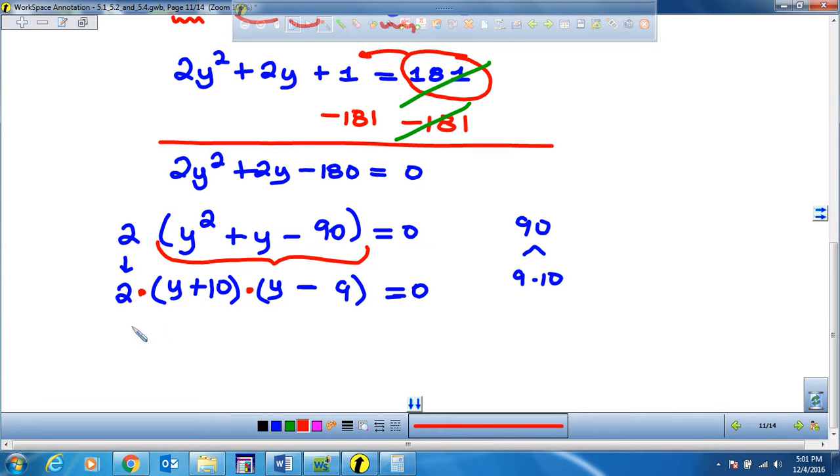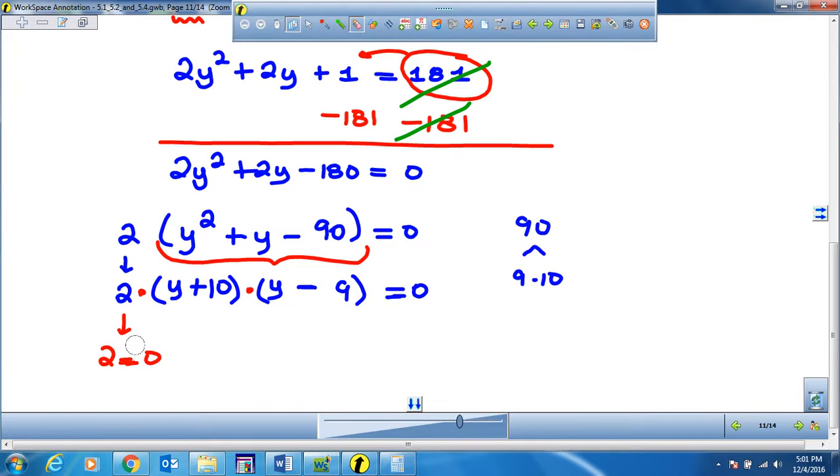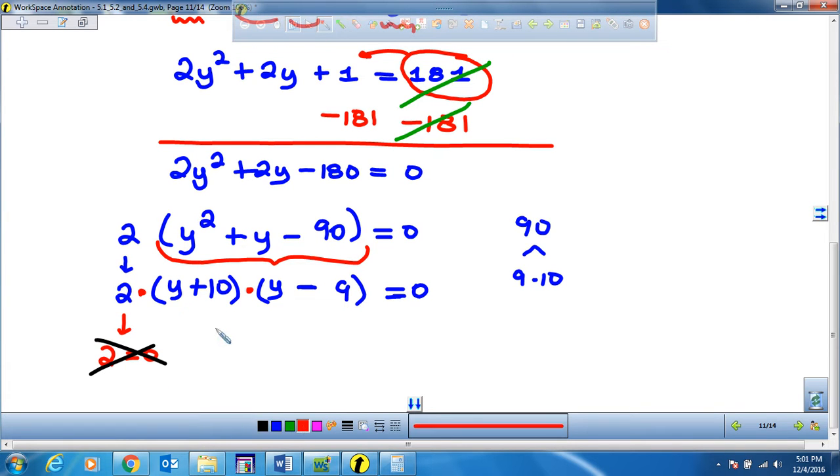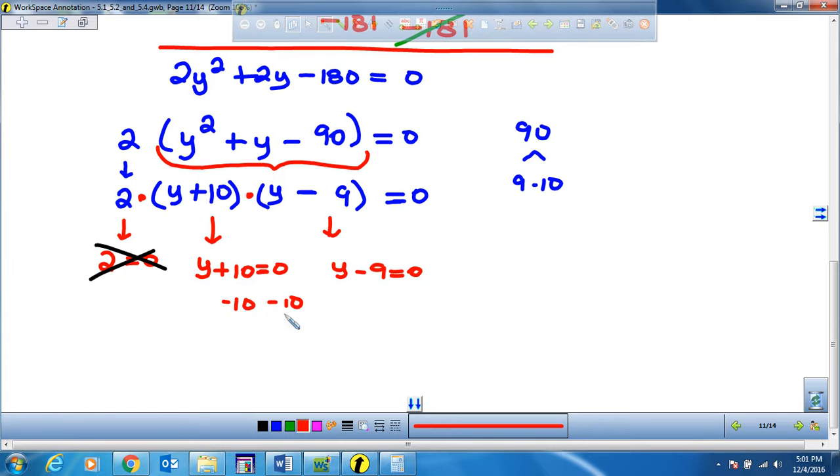Then, these are your three factors that are multiplying times each other. You're going to equal them to 0. On this one, 2 equals 0 is a false statement. That's not true. 2 is not equal to 0, and since there's not a variable to solve for in there, we're just going to disregard that expression. But here, we're going to solve for y on these two other factors. y plus 10 equals 0, so y is equal to negative 10. y minus 9 equals 0, so y is equal to 9.